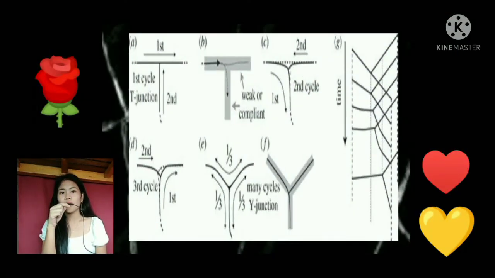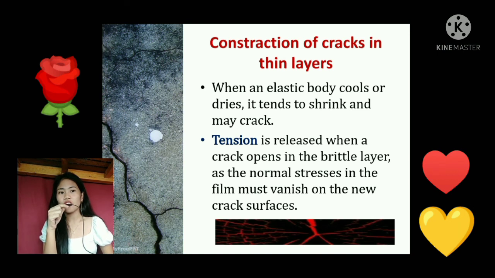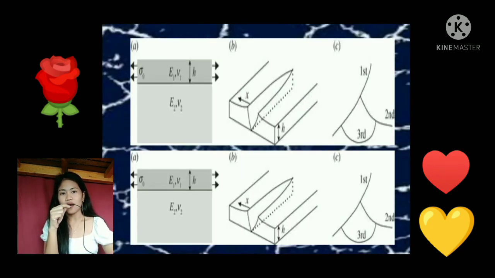This diagram shows the rectilinear T-junction and the hexagonal pattern Y-junction. Next, additional for mud cracks, the construction of cracks in thin layers. When an elastic body cools or dries, it tends to shrink and may crack. Tension is released when a crack opens in a brittle layer, as the normal stresses in the film must vanish on the new crack surfaces. So this is the diagram also.